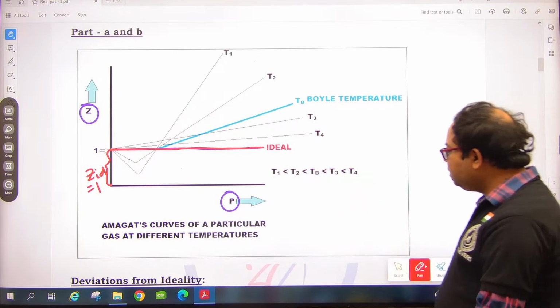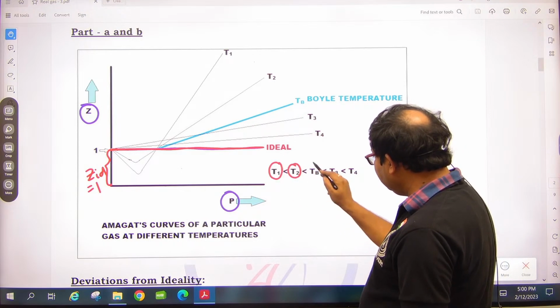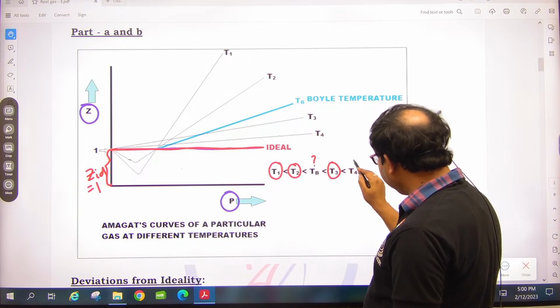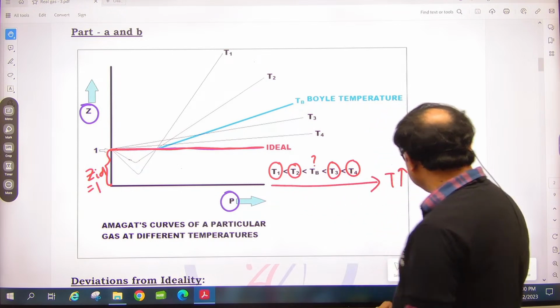Now you have got the temperatures T1, T2, TB, T3, T4. So the temperature is increasing in this direction.